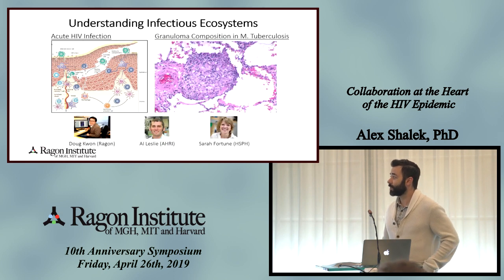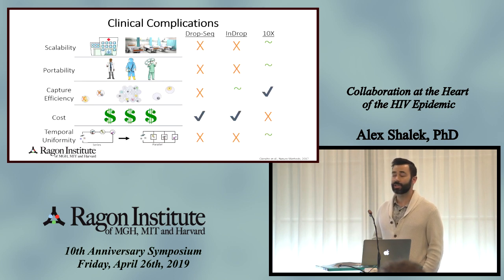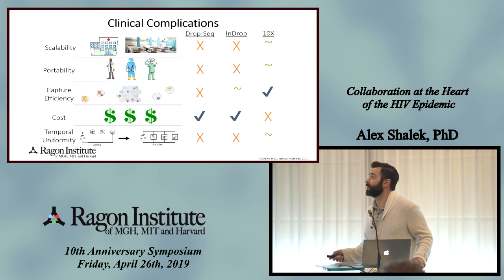And so I got excited when I started talking to people like Doug Kwan, who's our MC for today, about using these to figure out what the acute targets of HIV infection were, or to work with Sarah Fortune to look at granulomas to try and figure out what made a granuloma restrict bacteria, or what made it permissive so that we had outgrowth. But what I realized when I started talking with them was that the technologies that we had would not actually solve the problems that they needed.